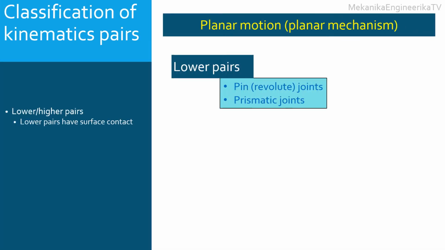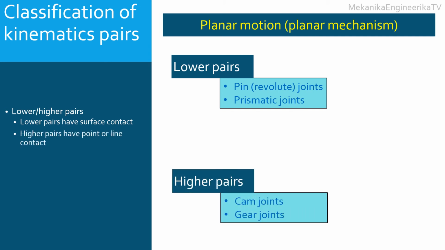The joints or kinematic pairs can be classified in lower and higher pairs depending on the type of contact. Lower pairs are joints with surface contacts between links. In planar motion, pin joints and prismatic joints are the only lower pairs. Higher pairs are joints with point or line contacts between links. Cam joints and gear joints have line contacts. Thus, they are higher pairs.